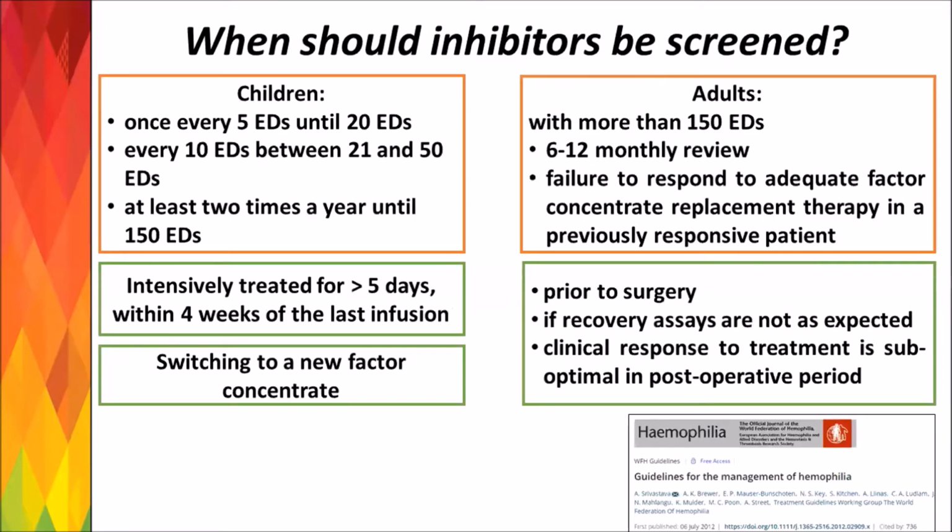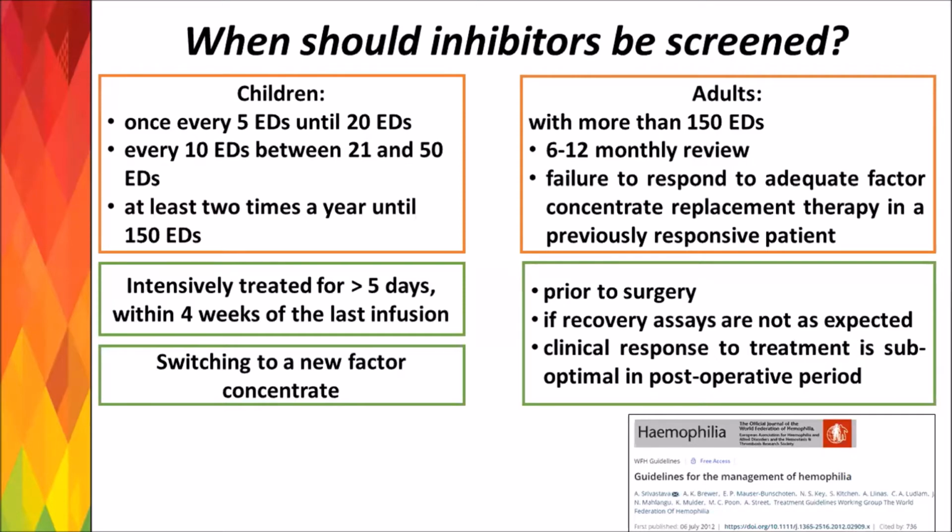Now coming to children, it is very well known that the first 75 exposure days are very crucial when the child is diagnosed. It is shown that the first 75 exposure days is the time when a patient can develop inhibitors. And that is why for children, the inhibitor should be checked every 5 exposure days until the 20th exposure day. Exposure days is nothing but the transfusion. Then every 10 exposure days between 21 and 50, and at least 2 times a year until 150 exposure days.